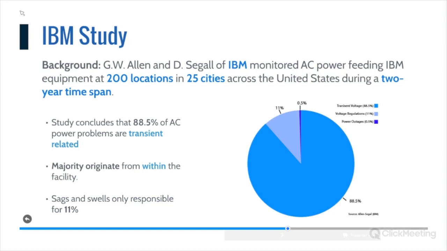And then that little 0.5% that's left over was just power outages. And that's something that if it goes out, it goes out until it comes back on. But why is this significant? It's just the sheer scope of the study. Imagine 200 locations in 25 cities and taking over 2 years. IBM paid a lot of money to get these results.